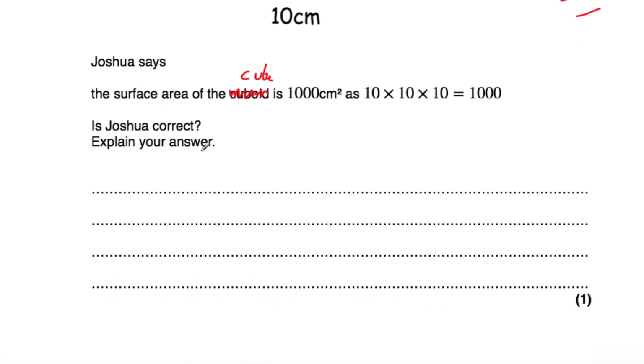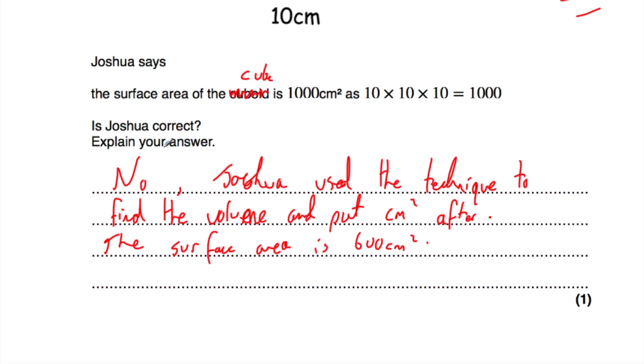So let's explain our answer. Is Joshua correct? No. And that's it. I've just explained that no, Joshua has used the technique to find the volume of the cube, and then he's put centimeters squared after, so he's done the length times the width times the height. The surface area is 600 centimeters squared. And that's it. Okay, let's look at our next question, question number 5.